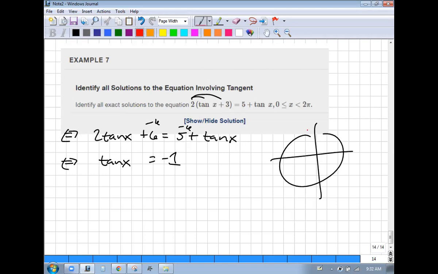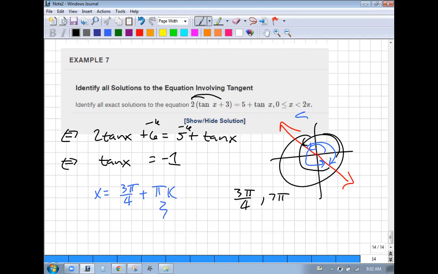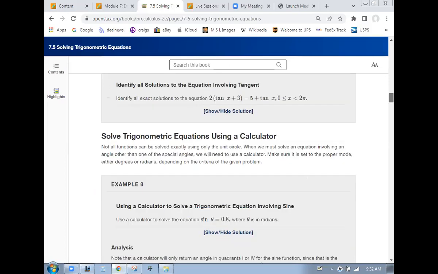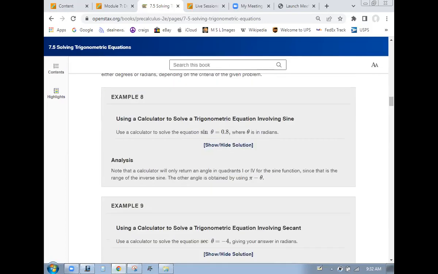So this is easy, right? Where's tangent equal to minus 1? Over here and over here, right? So x has to be, what, 3 pi over 4? And then add any multiple of pi, right? Add pi or subtract pi as many times as you want. So they want all the ones between 0 and 2 pi, though. So that would be 3 pi over 4 and 7 pi over 4. Those are the ones in the restricted zone. Not bad, right? Let's see what happens when they throw us something ugly here. Here's a good one.